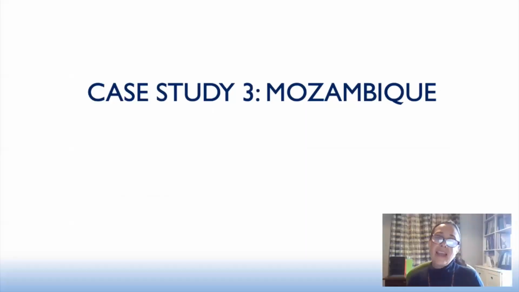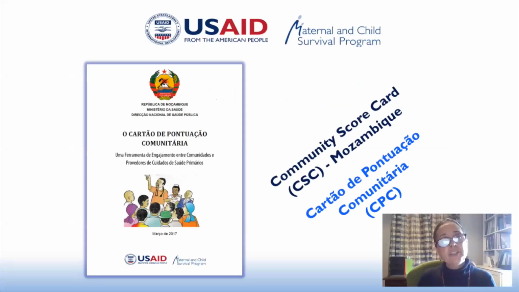So now let's move on to our last case study. This case study is set in Mozambique, and it's around the use of community scorecards and that type of data visualization for the improvement of quality service delivery. On the left, you'll see this was a project implemented by the Maternal and Child Survival Program. It was set in Mozambique. On the left, the government of Mozambique is taking up this initiative as far as its quality improvement processes.